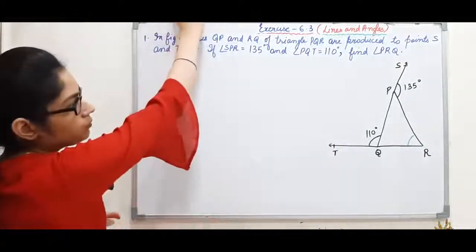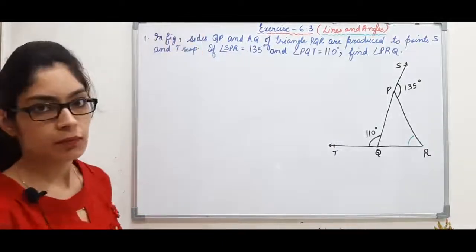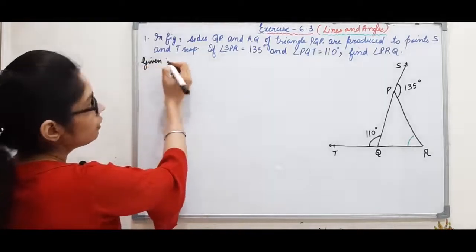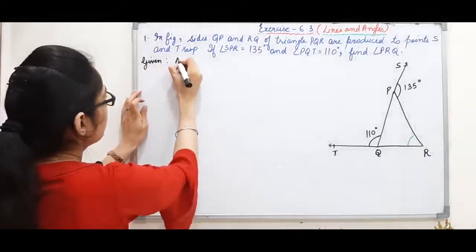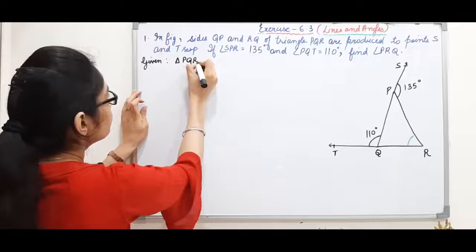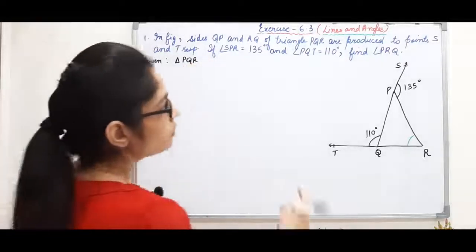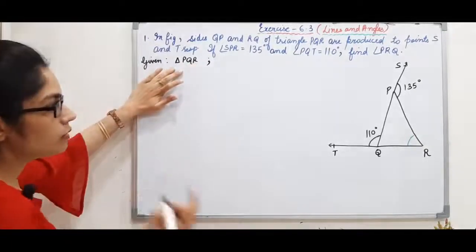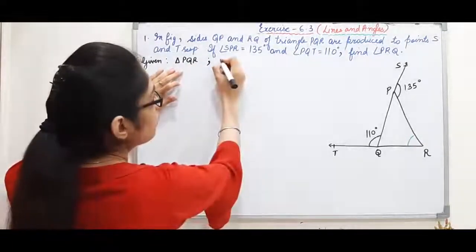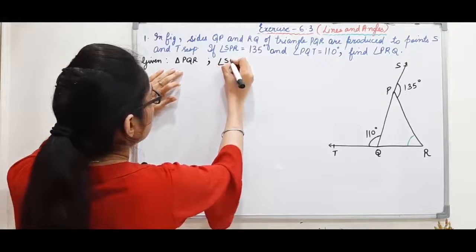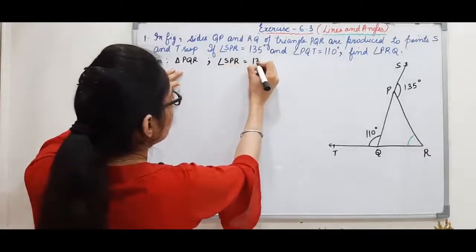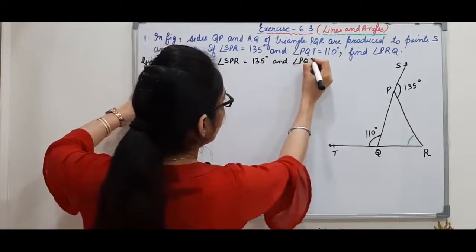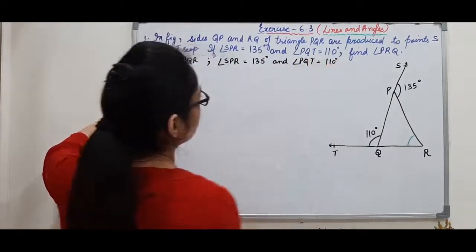So here also, in the same way, we have to proceed. First of all we have to write the given things. So given, we have been given triangle PQR whose sides are produced. Here I am just mentioning that this triangle is given to us and these angles, angle SPR is equal to 135 degrees and angle PQT is equal to 110 degrees.